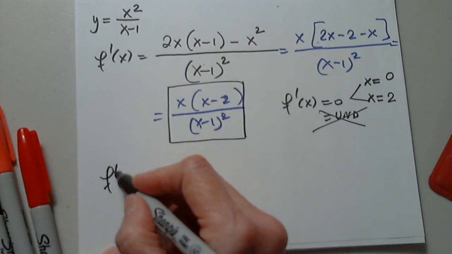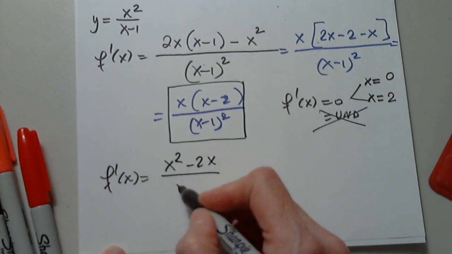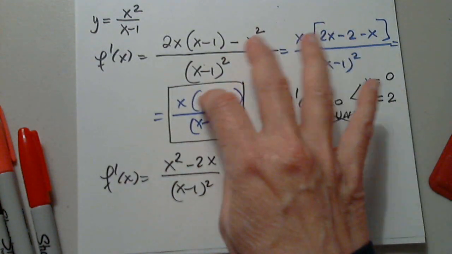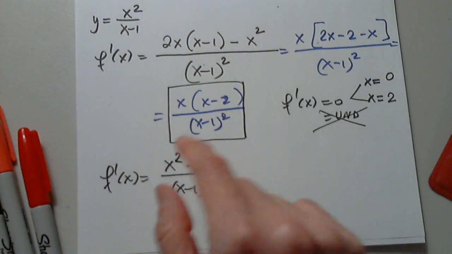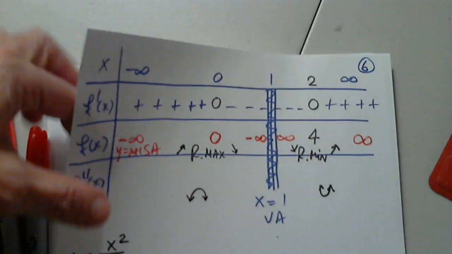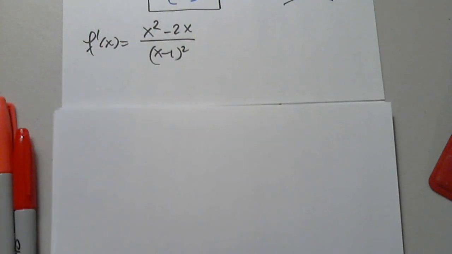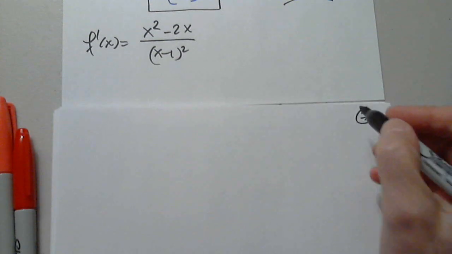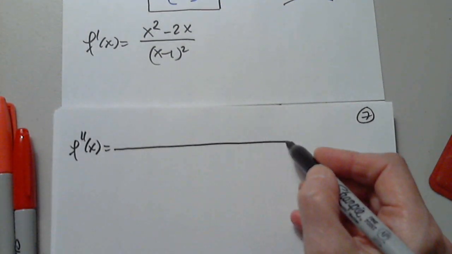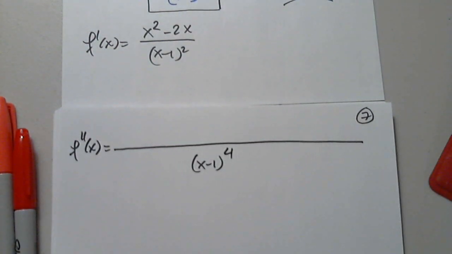So our first derivative is x squared minus 2x over x minus 1 squared. I don't want to have a product at the top. I want to distribute. And now let's find the second derivative. And I am on page 7. So the second derivative, x minus 1 to the fourth, I have to use the quotient rule again.